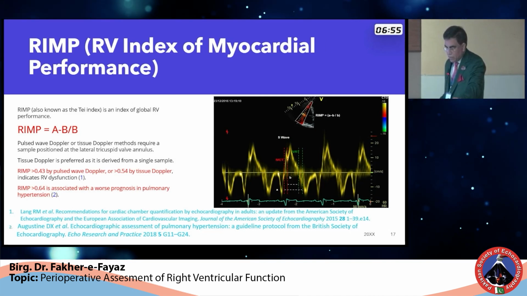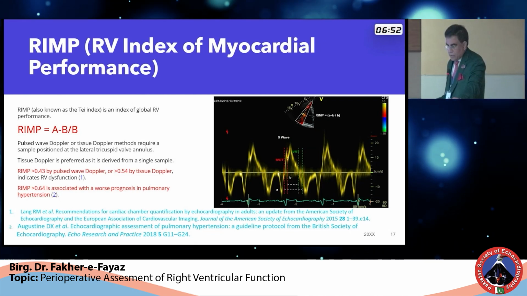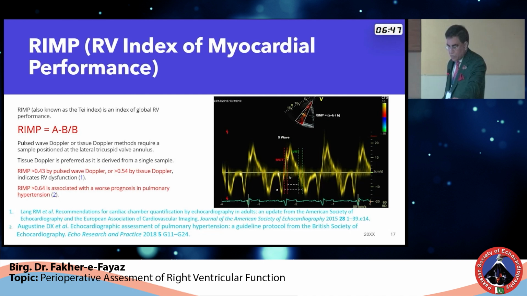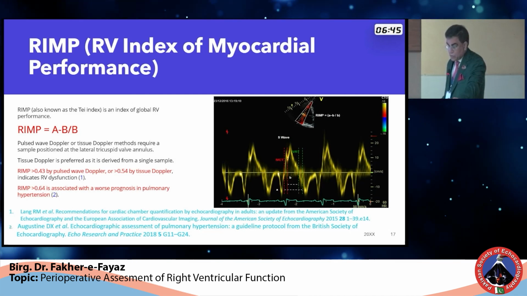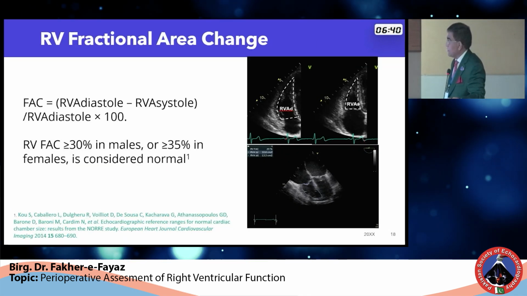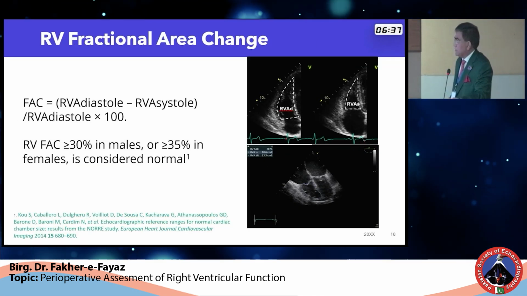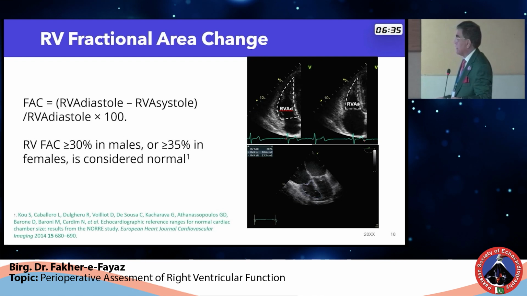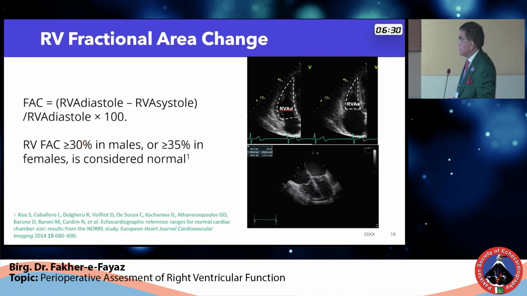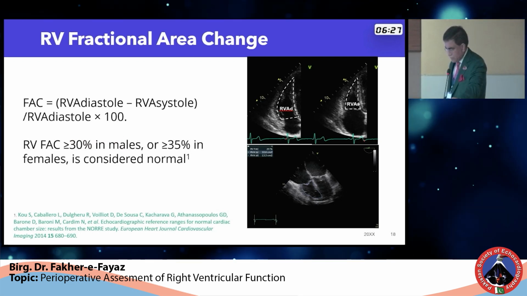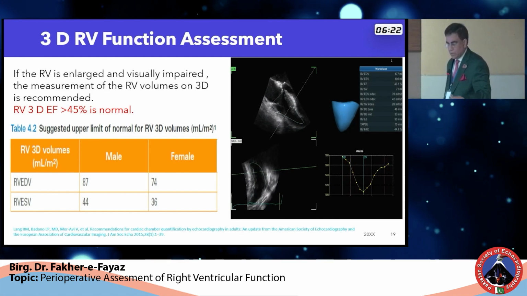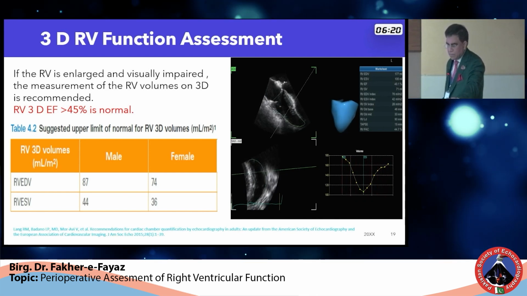But the thing is that if it is more than 0.54 on the tissue Doppler, there is severe RV dysfunction, and if it is more than 0.64, it's associated with worse prognosis in pulmonary hypertension cases. Coming to the RV fractional area change, we all know that, and how to do it. If RV fractional area change is more than 30% in males and more than 35% in females, it is considered normal.